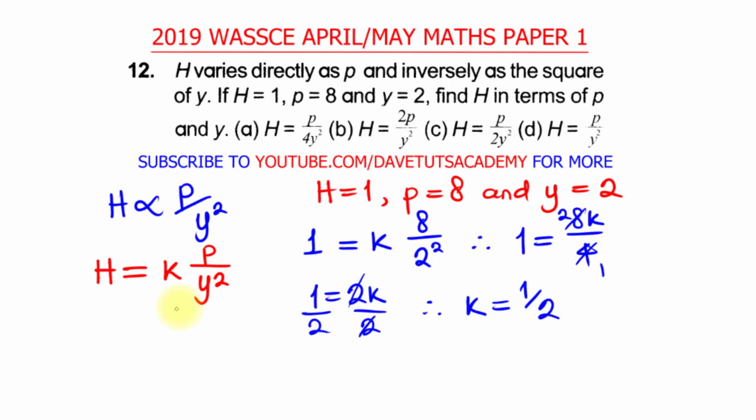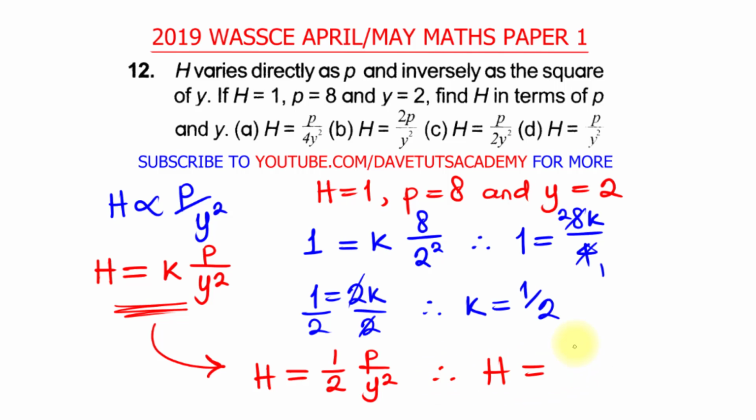Okay, now if we are to use that value of k as 1 over 2 in this particular equation, what we are going to have is this: our h is now going to be equal to, instead of k, since we've gotten the value of k to be 1 over 2, we have 1 over 2, then multiplied by p over y raised to power 2. Now looking at this, it implies that h is equal to p over 2y squared, and that is option C from the options that were given. This is the solution to the question.